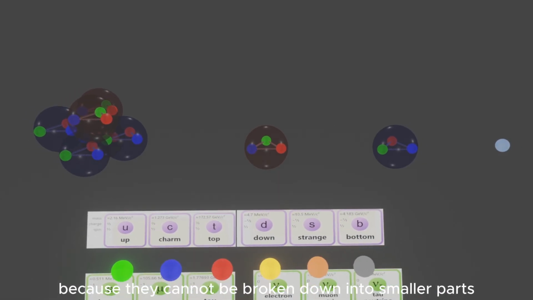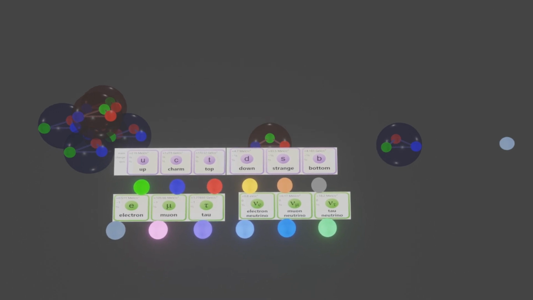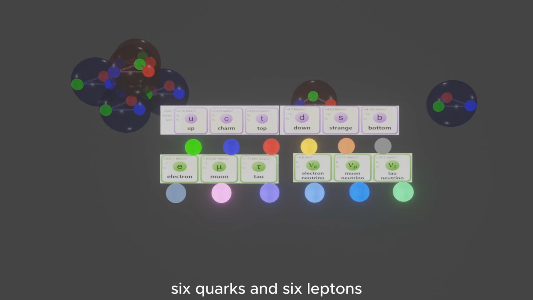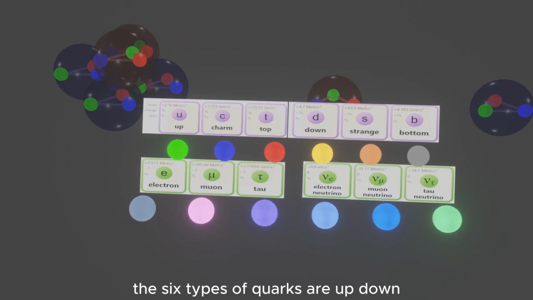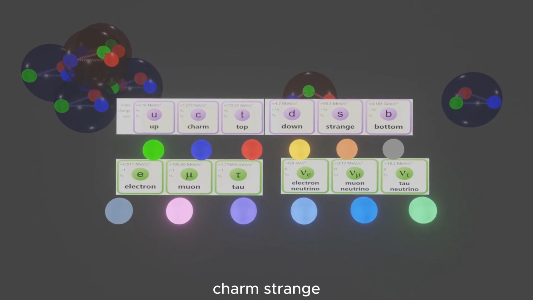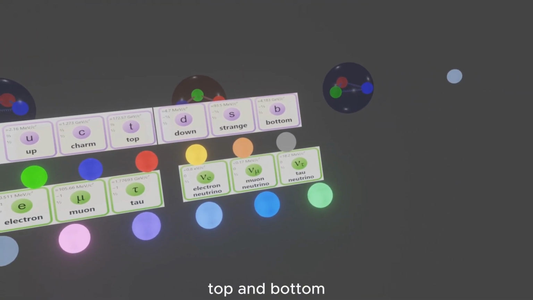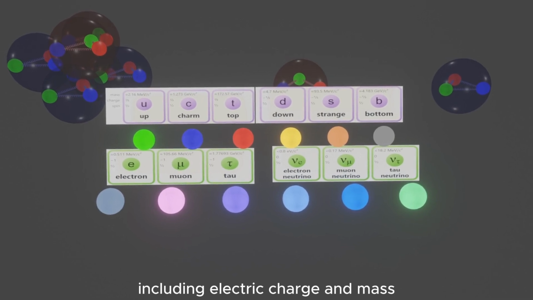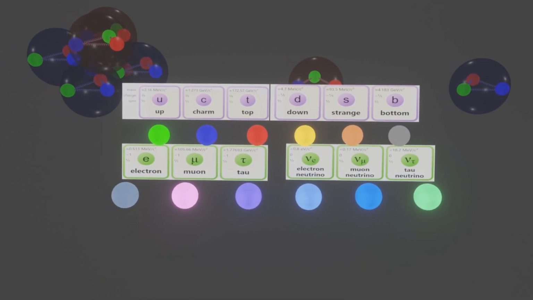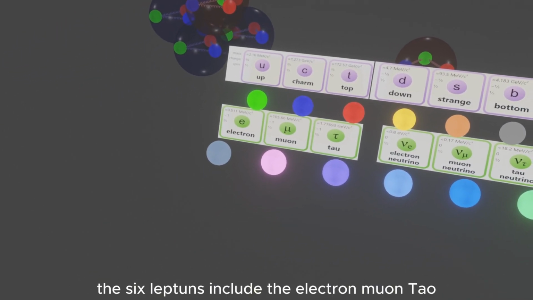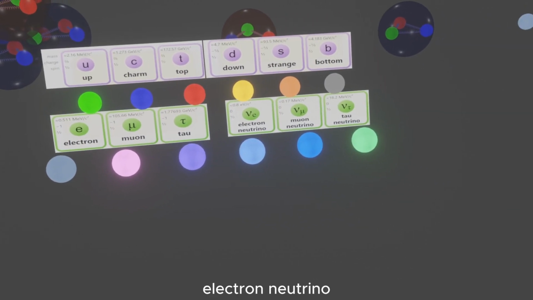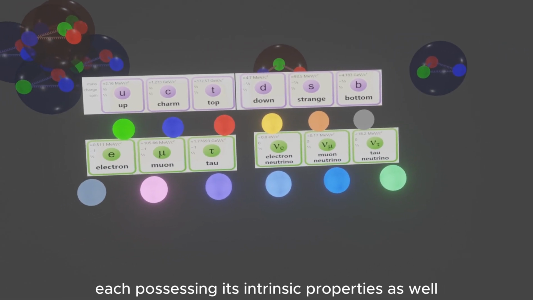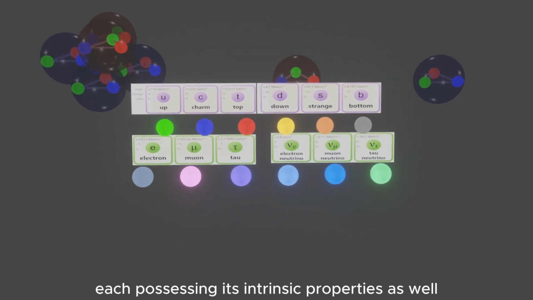Quarks have been experimentally proven to exist since 1968 and are considered elementary particles because they cannot be broken down into smaller parts. In nature, there are 12 elementary particles, 6 quarks and 6 leptons. The 6 types of quarks are up, down, charm, strange, top, and bottom. Each type of quark has unique properties, including electric charge and mass. The 6 leptons include the electron, muon, tau, electron neutrino, muon neutrino, and tau neutrino, each possessing its intrinsic properties as well.